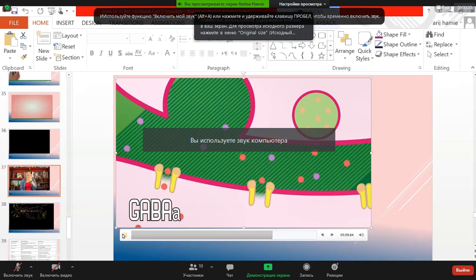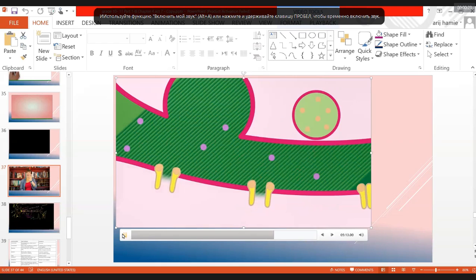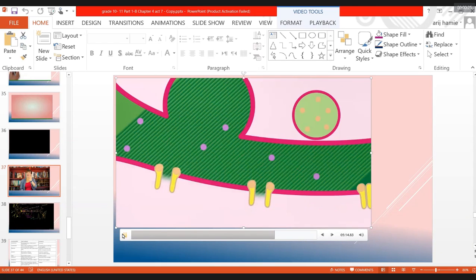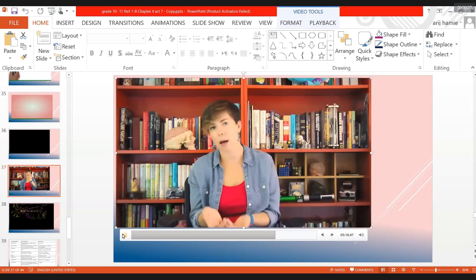GARs, opening a pore that lets negative ions into the cell, which makes it harder for the cell to fire an action potential because the inside of the cell becomes even more negative than normal.